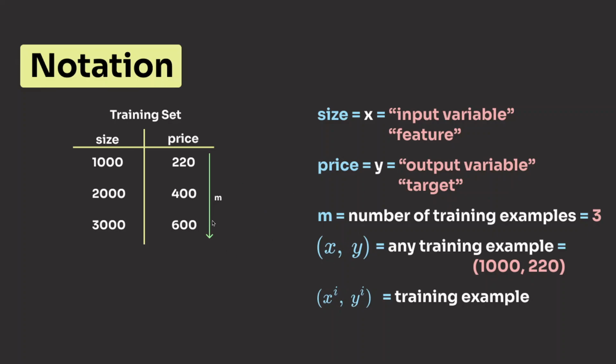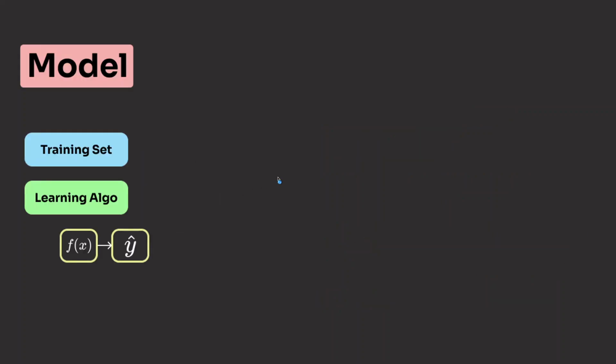How do we find a specific training example? i is just the index, the position of that training example. In this case, I can say I want to find the example that has 2,400. So I can just write x2, y2, and that will give me 2,400. This is just some notation that we're going to use in the videos.